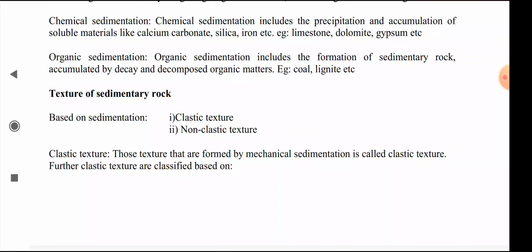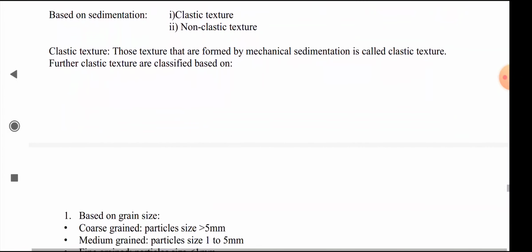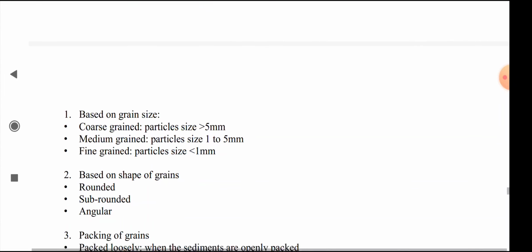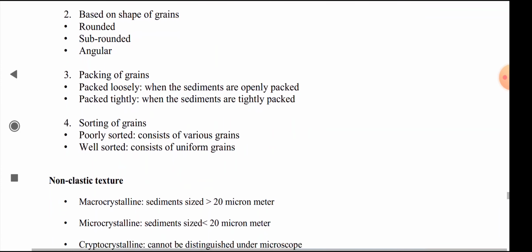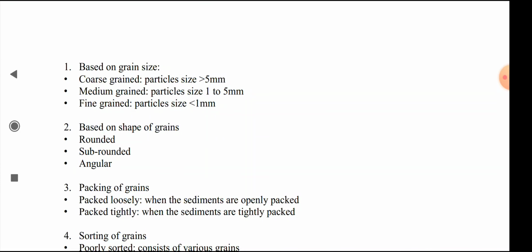Clastic texture: those textures that are formed by mechanical sedimentation are called clastic texture. Further, clastic textures are classified based on grain size, shape of grains, packing of grains, and sorting of grains. Based on grain size, coarse grained particle size is greater than 5 mm. Medium grained particle size is about 1 to 5 mm. Fine grained particle size is less than 1 mm.